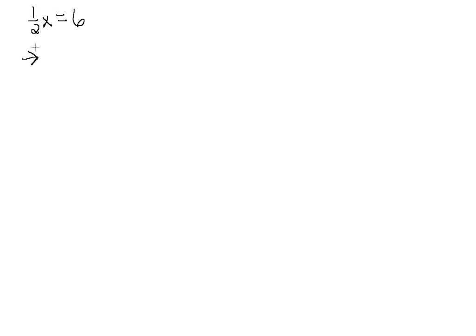So to isolate x, we're going to multiply 1/2 x by 2 over 1. The reciprocal of 1 over 2 is 2 over 1. So we multiply 2 over 1 and 1/2 x. And remember, don't forget, whatever we do on one side, we have to do on the other side. So over here we have 6 times 2 over 1.